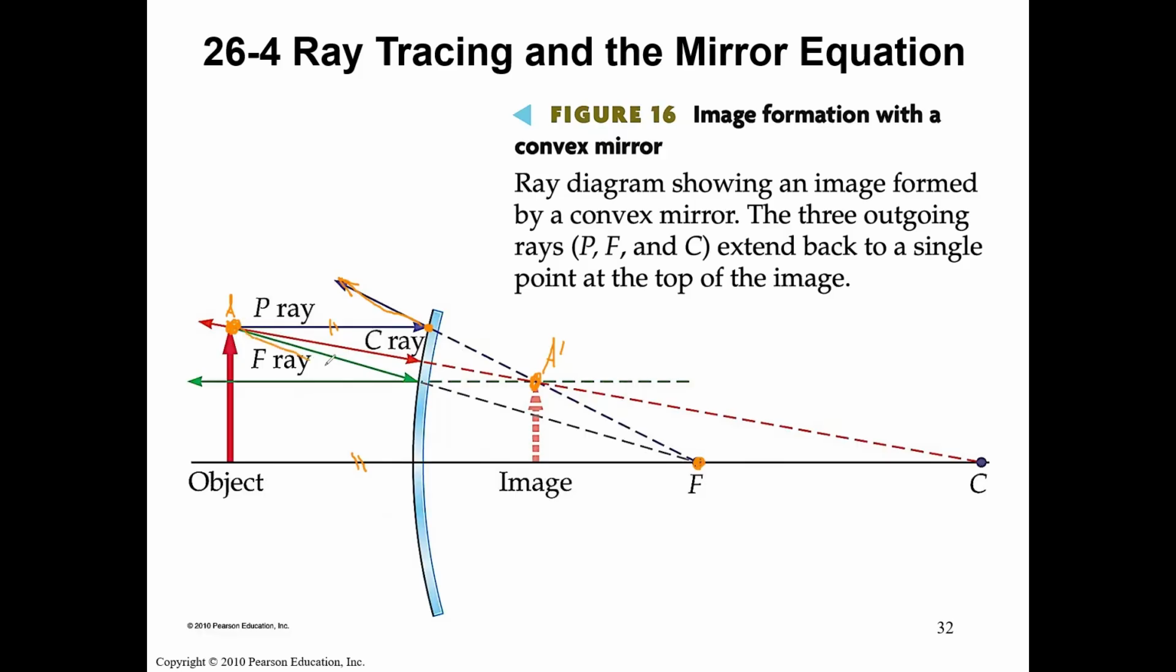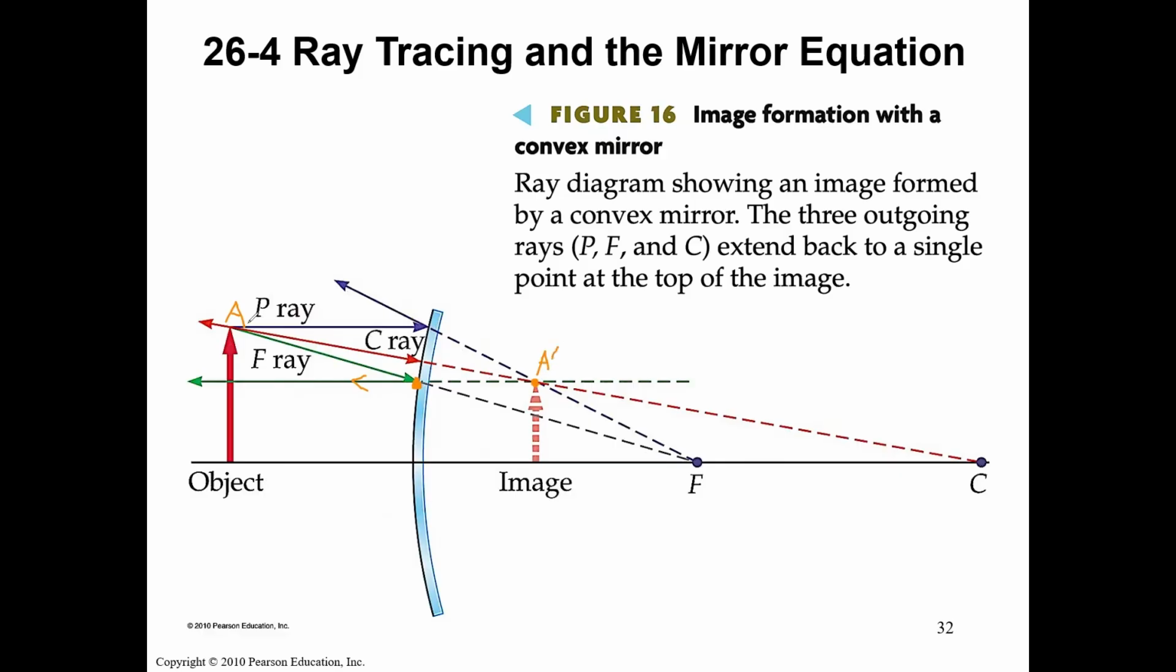you draw this F ray. The F ray is going to hit the mirror in here, and after it gets reflected from the mirror, we know it should be a parallel light. So if we extend this parallel light, we have this green dash line in here. And we say that the green dash line and the blue dash line actually cross at the point A prime.